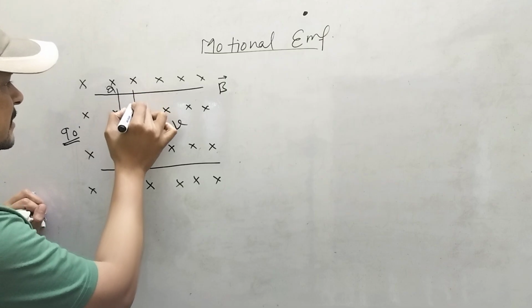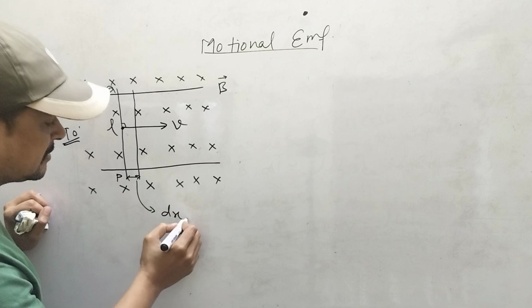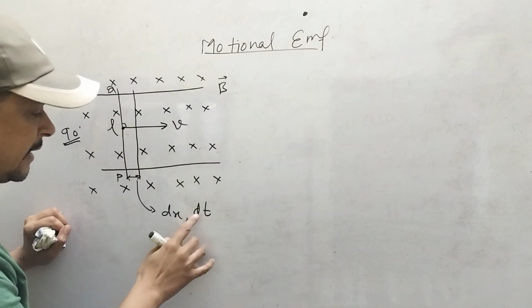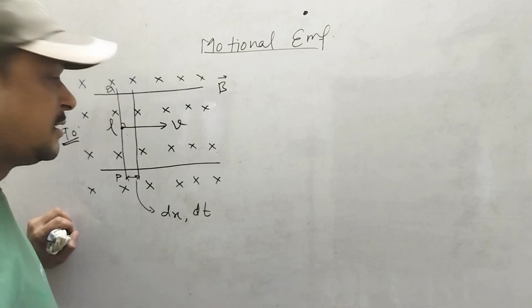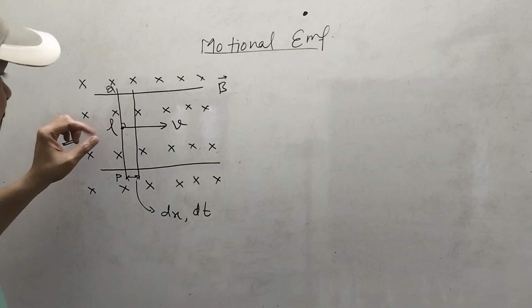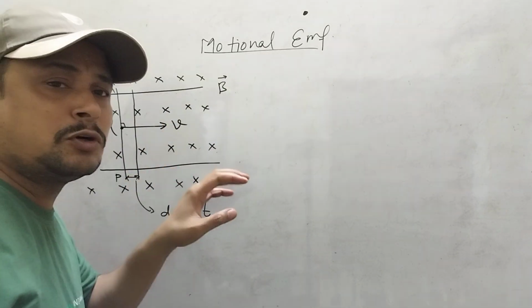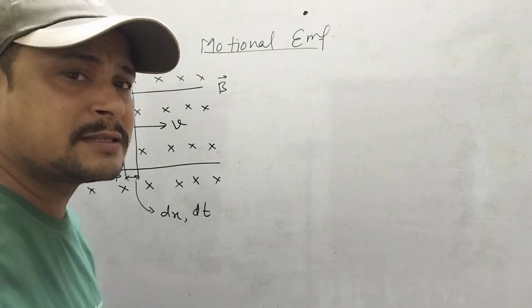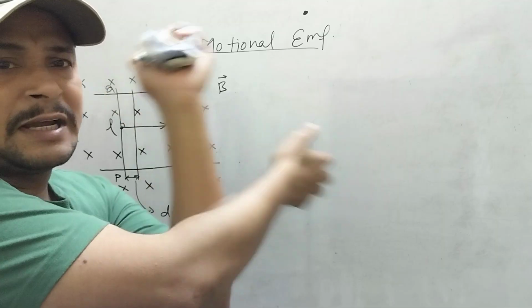After that, suppose this is moving here and covering a small distance, that is dx. This is the small distance dx in time duration dt. In time dt, this rod is covering the distance dx. If this rod shifts here, the magnetic field lines, which are directed into the board, and the length L will cross each other. So this will cross the magnetic field lines.